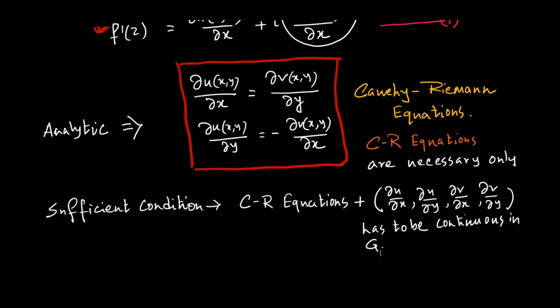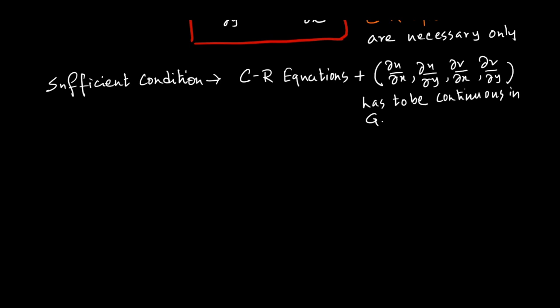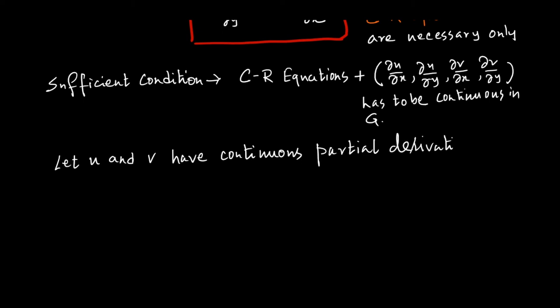That means if we have to test whether a function f(z) equal to u plus iv is analytic or not, we will simply test whether the Cauchy-Riemann equations are satisfied or not, and along with that, whether the four partial derivatives are continuous or not. To see this, let us consider that G is a region in the plane, and let u and v have continuous partial derivatives, say of first order, del u del x, del u del y, del v del x, del v del y, in G. Furthermore, suppose that u and v satisfy the CR equations also.